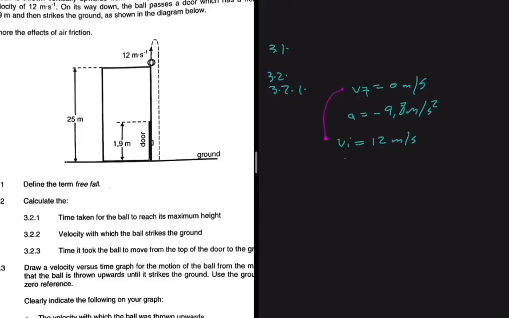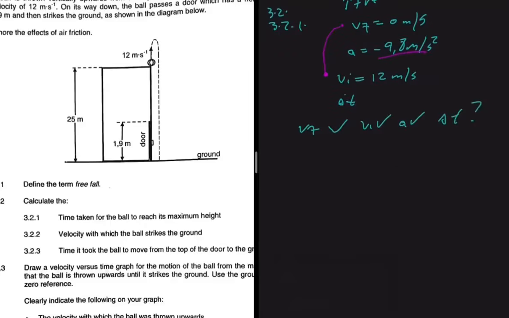So now we have to decide on the direction. We take up as positive, right? Hence acceleration is minus 9.8. And what we're looking for, we're looking for delta t. So we have these variables here. We have VF, we have VI, we have A. We're looking for delta t. Which formula can we use?